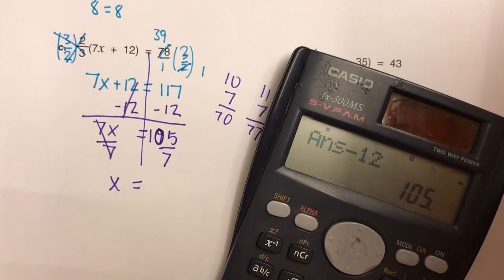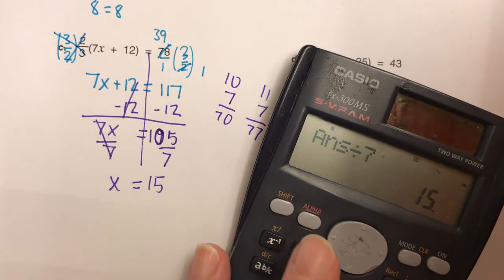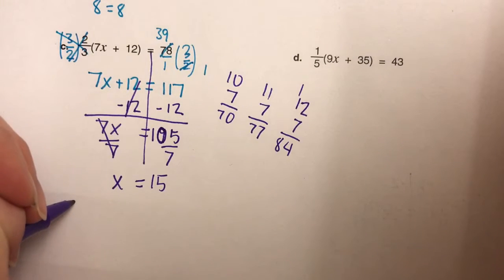We have 7x equals 105. Now 105 divided by 7 is 15. That's what happens sometimes when you try to do math in your head. Sometimes you need the aid of a calculator, and that's okay. So I have right here x equals 15. So I'm going to plug back in my answer and see if it works.